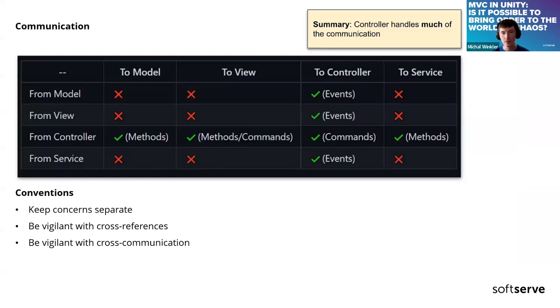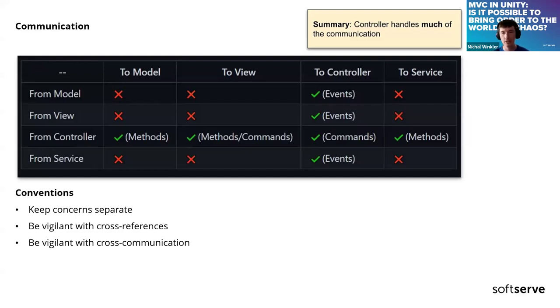The conventions of using MVCS are to be vigilant with references and communication between your concerns. You want to keep those concerns separate. The idea is that each concern is basically meant to do very different things, and so you want to isolate those changes.